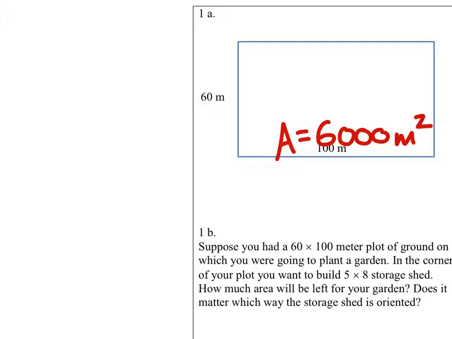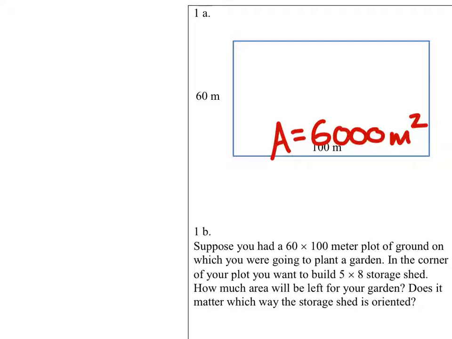Well, now what they want us to do is take this 60 by 100 meter plot of ground. We're going to say we're going to plant a garden on this. Nice, pretty garden. In the corner of the plot, we want to build a 5 by 8 storage shed. How much area will be left in the garden, and does it matter which way the storage shed is oriented? Let's go ahead and look at that. Let's say that we want the storage shed to be put about right here. And this is 5 by 8. It's not drawn to scale, but that's okay.